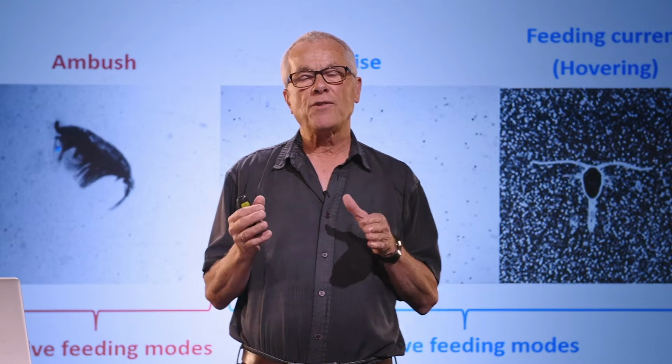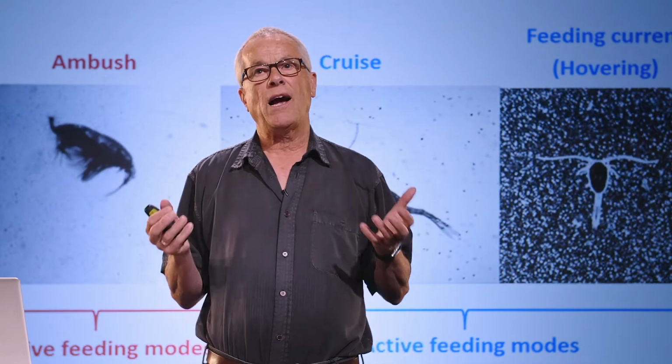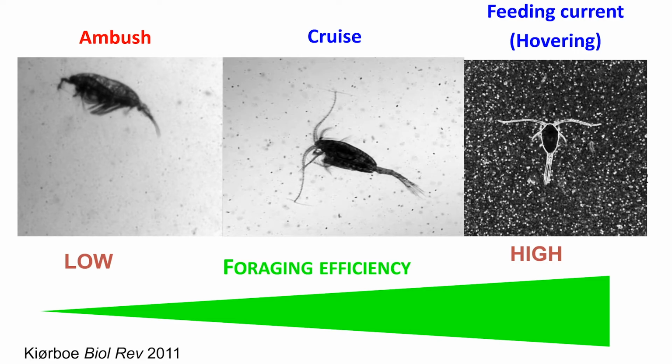So these three ways of feeding apply to all kinds of zooplankton, independent of the species. Now it turns out that these three ways of feeding are not equally efficient. The most efficient way of foraging is by creating a feeding current, while the least efficient way is to be an ambush feeder. And this begs the question: how come not all zooplankton are generating feeding currents?